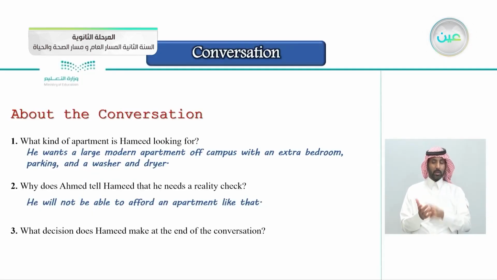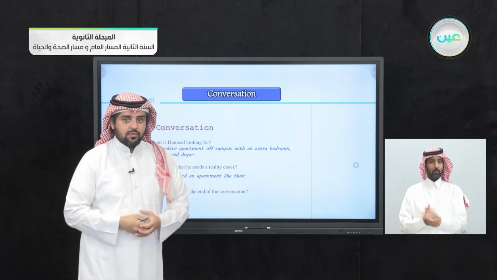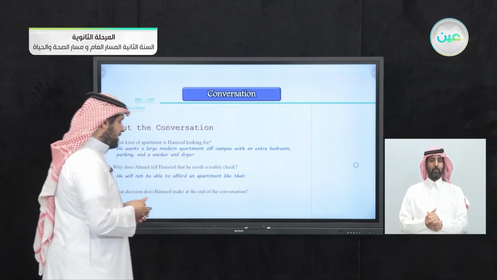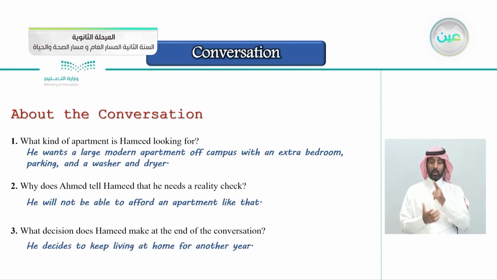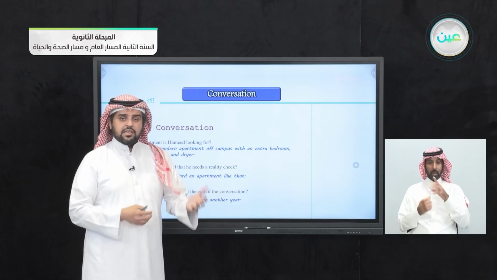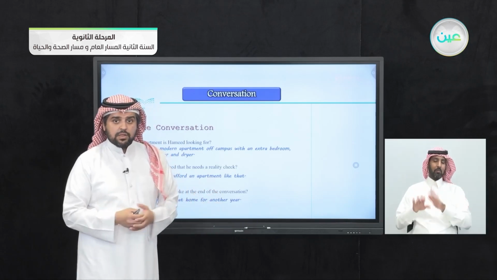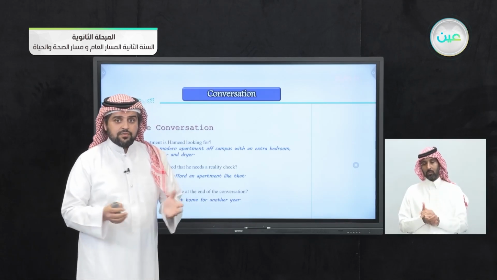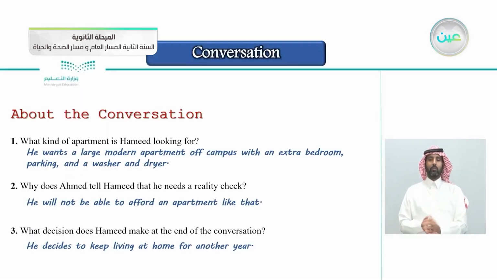What decision does Hamid make at the end of the conversation? When Hamid received the reality check in the conversation, what did he decide? Let's check the correct answer here. He decides to keep living at home for another year. That's correct. He decided to continue living with his parents for another year until he maybe sees the correct apartment for him, where the rent will be suitable for him.